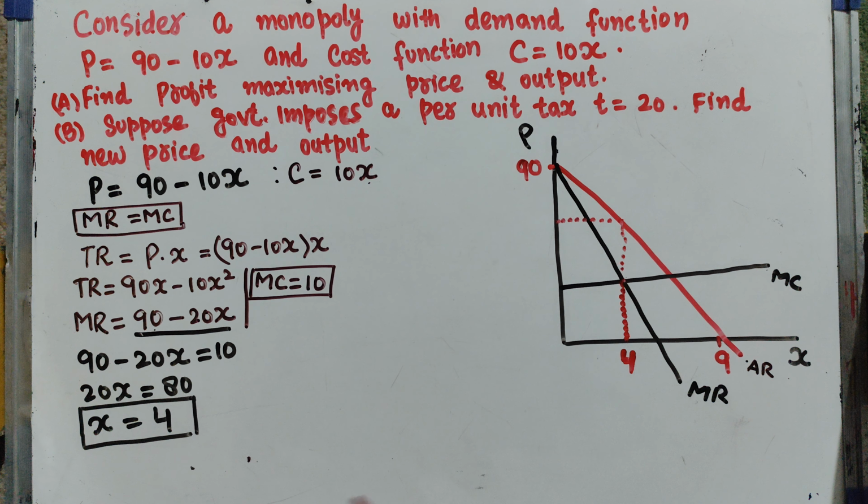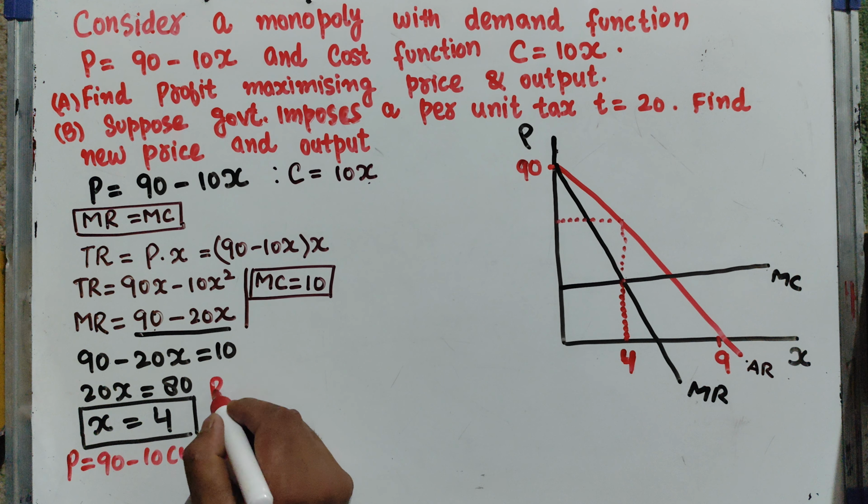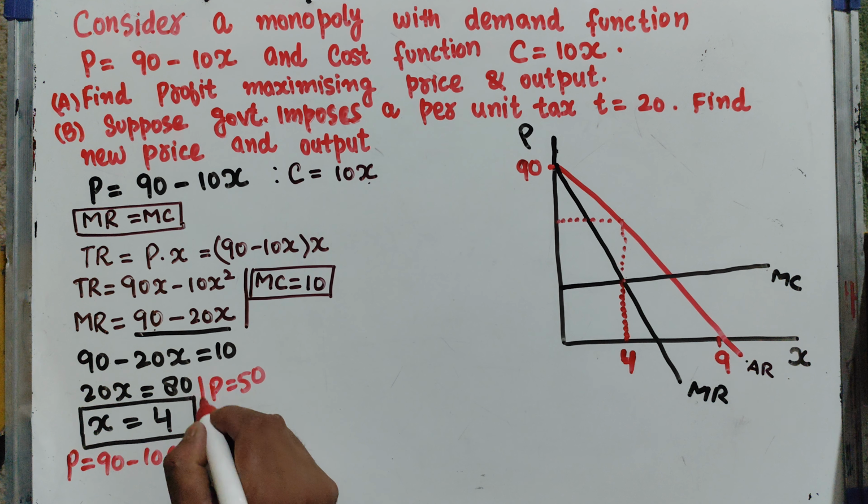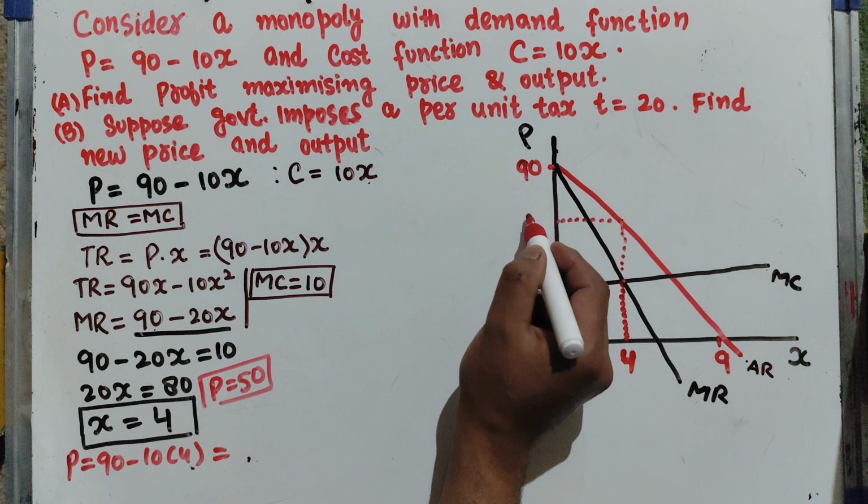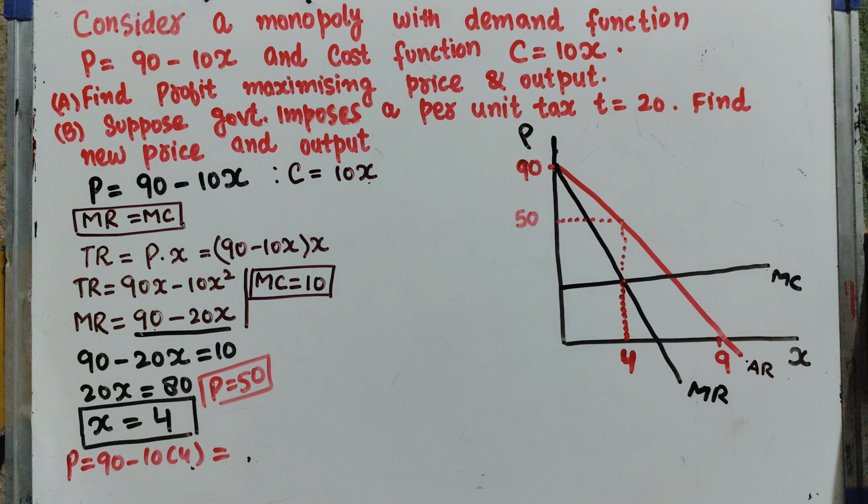Okay, so when x is equal to 4, price will be equal to 90 minus 10 into 4. So price will be equal to 90 minus 40, which is 50. So price came out to be 50. So here we have 50, let us suppose.